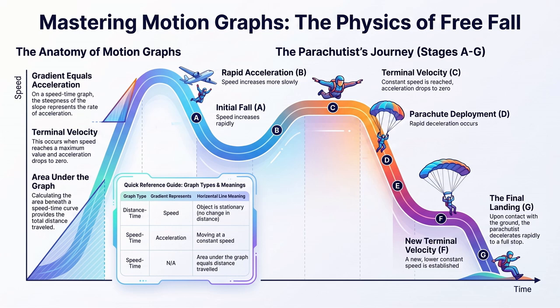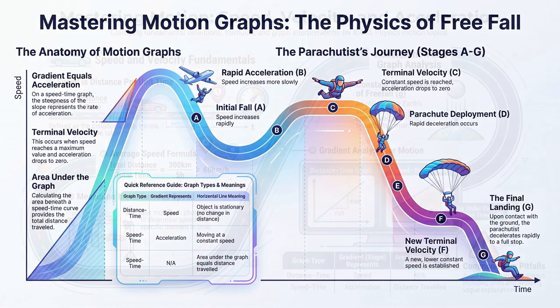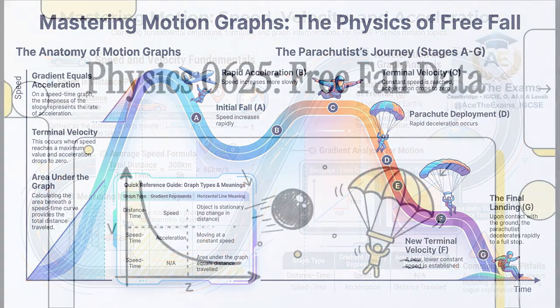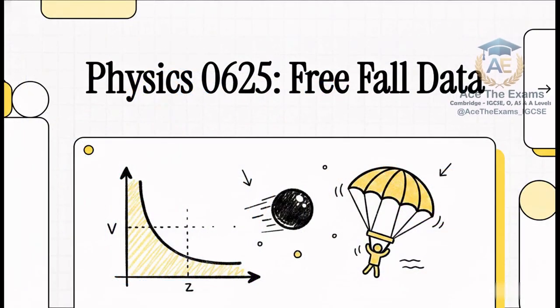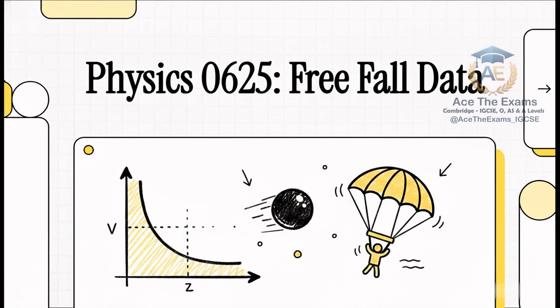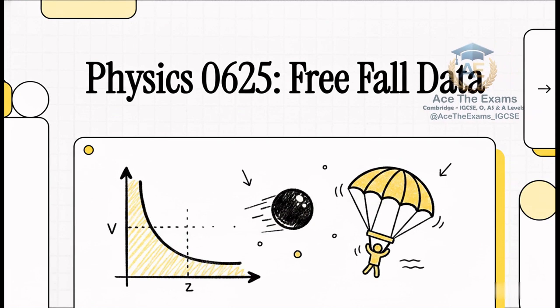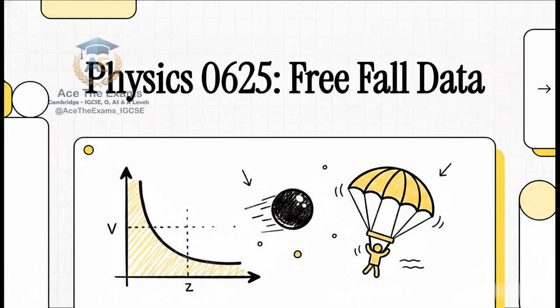Okay, let's skip the fluff and start with a hard truth. You are probably throwing away entire mark bands on your Cambridge Physics 0625 exam right now without even realizing it. We are not doing a standard, boring review today. Instead, we're reverse engineering a full mark examiner-approved answer for free fall and terminal velocity.